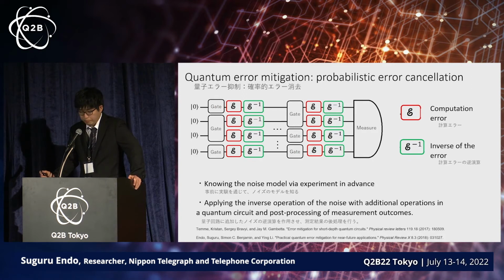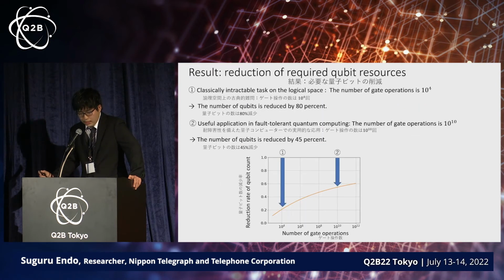Probabilistic error cancellation performs error mitigation as follows. First, we know the noise model by an experiment in advance, called process tomography, gate set tomography, and so on. After we characterize the noise model, we construct the error mitigation operation by additional operations and post-processing of the measurement result. By characterizing the noise model on the logical space, when we use quantum error correction, we can also apply probabilistic error cancellation on the logical space. And we found that we can realize a great reduction of the hardware resources.